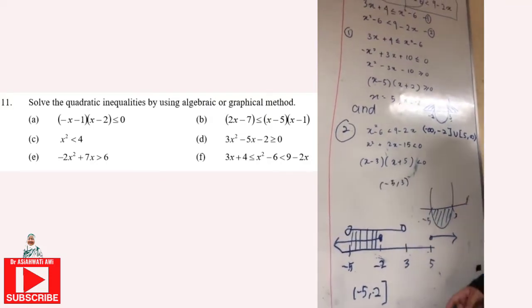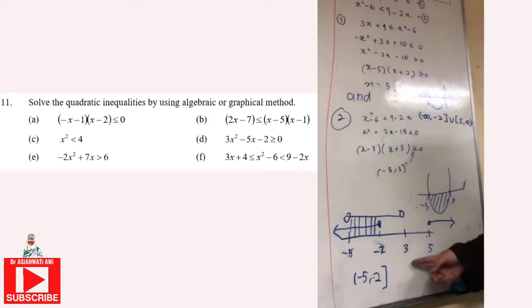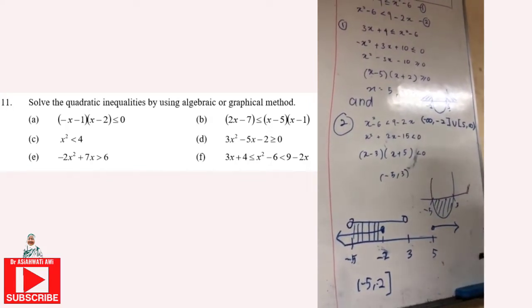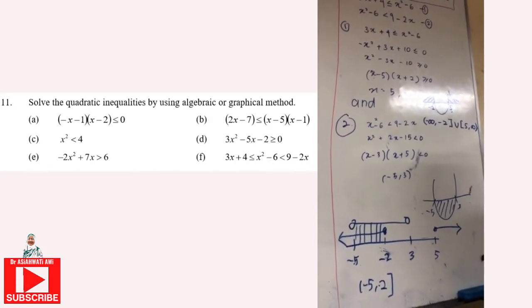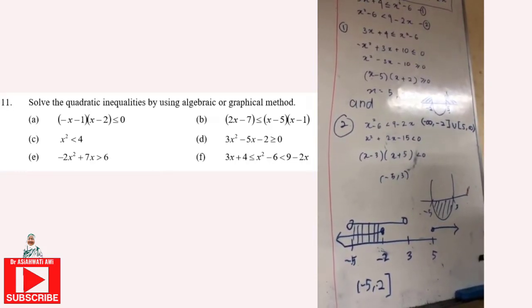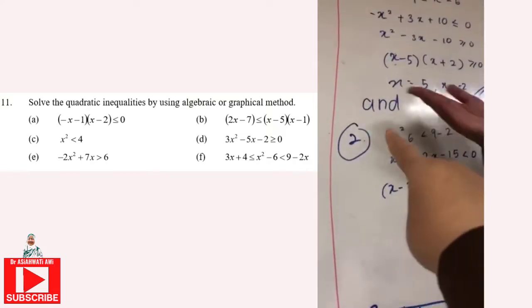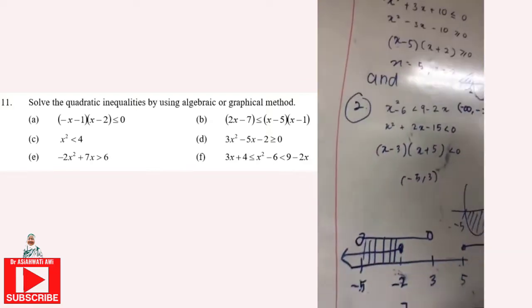Kenapa ambil shaded region overlap? Siapa tahu? Kenapa ambil overlap between? Antara 5, negative 5 dengan 2 tu, S is in there, between. Yeah, because of the word and kan? And atas tu pun adalah overlap and. So, you can ambil overlap.